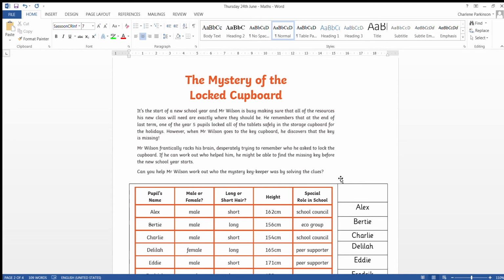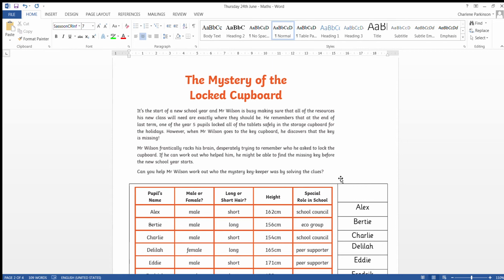So the mystery of the locked cupboard. It's the start of a new school year, and Mr. Wilson is busy making sure that all of the resources his new class will need are exactly where they should be. He remembers that at the end of last term, one of the year 5 pupils locked all of the tablets safely in the storage cupboard for the holidays. However, when Mr. Wilson goes to the key cupboard, he discovers that the key is missing. Mr. Wilson frantically racks his brain, desperately trying to remember who he asked to lock the cupboard. If he can work out who helped him, he might be able to find the missing key before the new school year starts. Can you help Mr. Wilson work out the mystery key keeper?